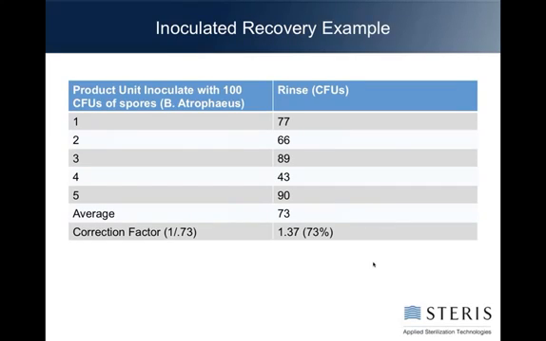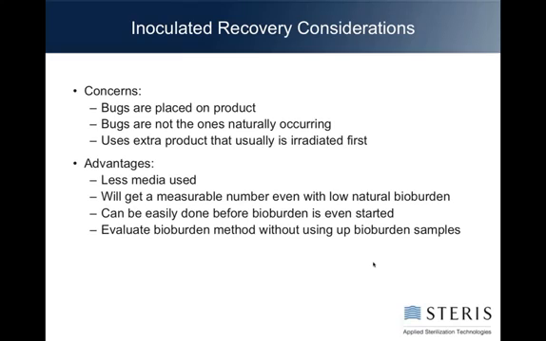Okay, an example of that: say you had 5 samples and you inoculated them with 100 CFUs of Bacillus atrophaeus. You measure how many you get off using your preferred bioburden test method. In this example, you end up with 73% extraction, or a correction factor, as calculated on the side.